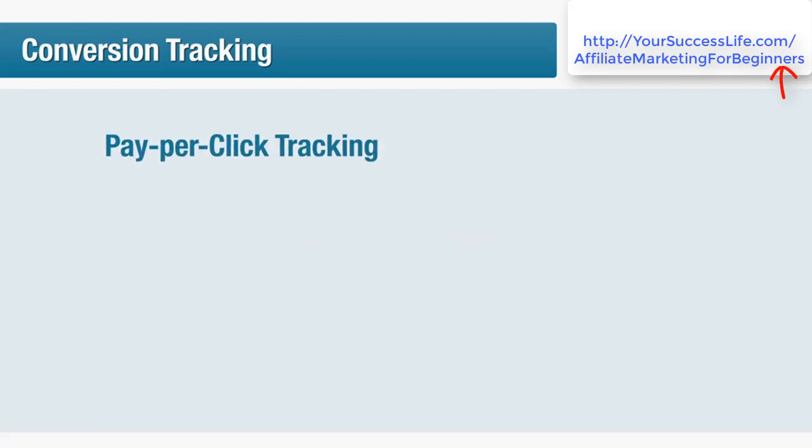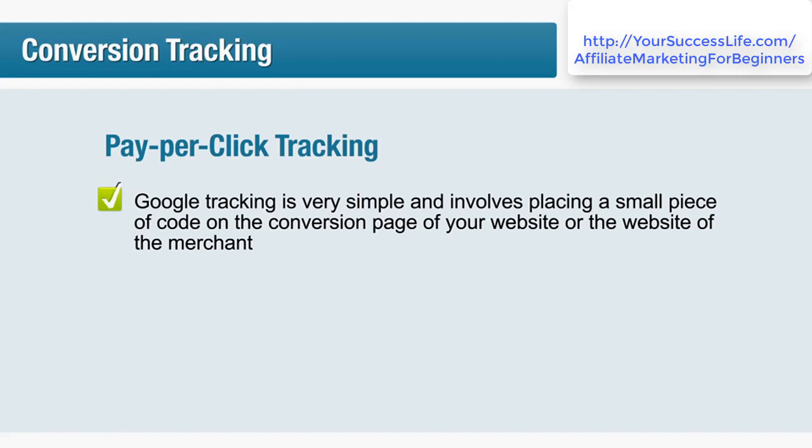Pay-per-click tracking. Google, Yahoo, and MSN allow you to place their conversion tracking codes on your thank you pages so that you can see how many sales resulted from each ad group and how much each sale cost you. Let's take a look at Google. Setting up Google's tracking is very simple and involves placing a small piece of code on the conversion page of your website or the website of the merchant.